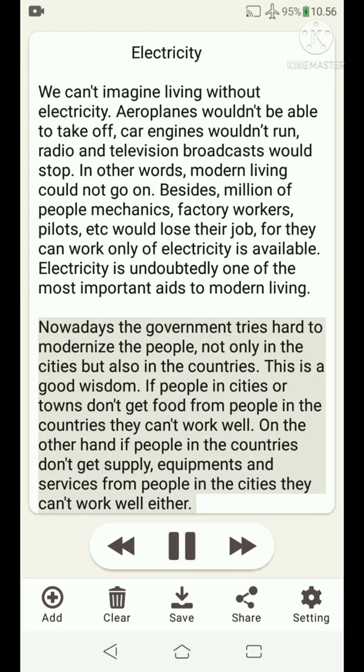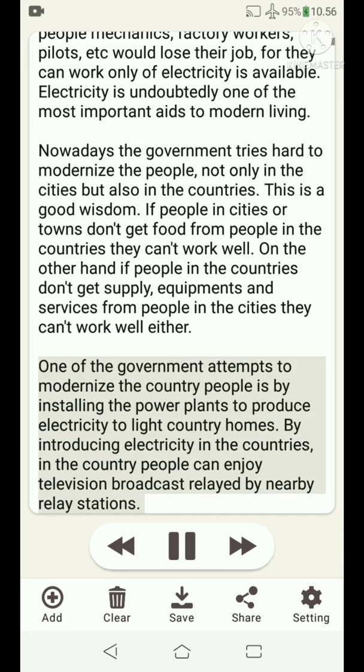Nowadays the government tries hard to modernize the people, not only in the cities but also in the countryside. This is good wisdom. If people in cities or towns don't get food from people in the countryside, they can't work well. On the other hand, if people in the countryside don't get supplies, equipment and services from people in the cities, they can't work well either.